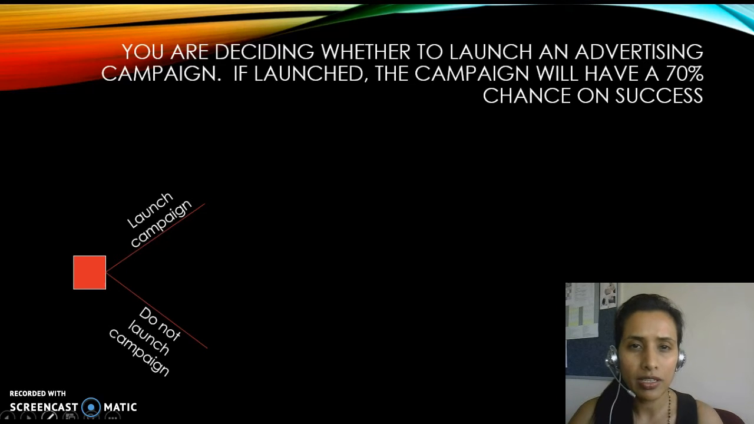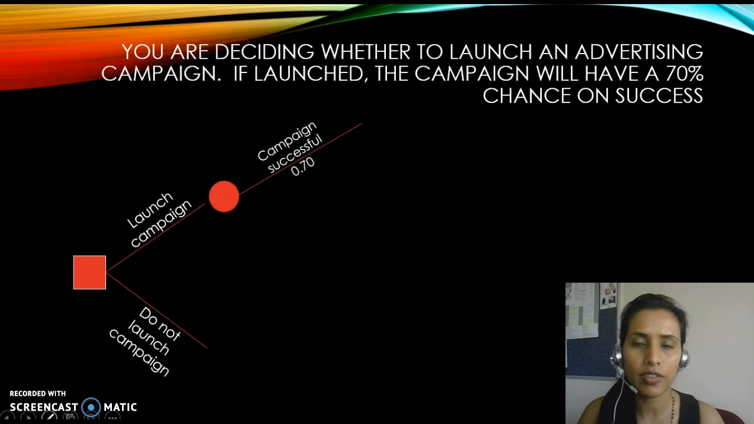If the campaign is launched, then there's a 70% chance of it being successful, and this is the resulting outcome of launching the campaign. So we're going to draw a circle, and arising out of that circle will be a branch for if the campaign is successful, and that's a 70% chance. And then a 30% chance of the campaign being unsuccessful. Remember that probabilities have to add up to 1.